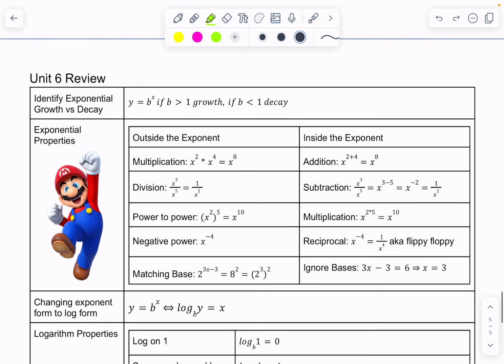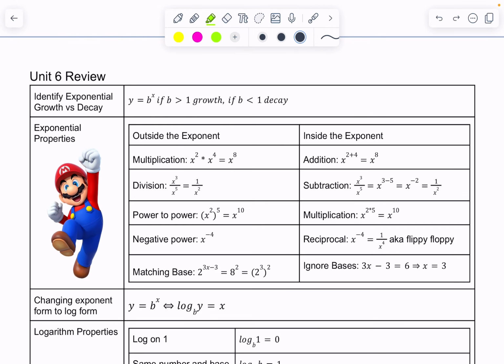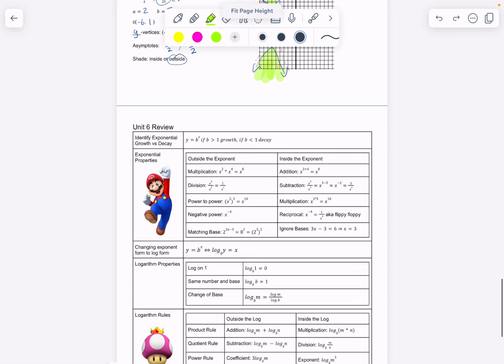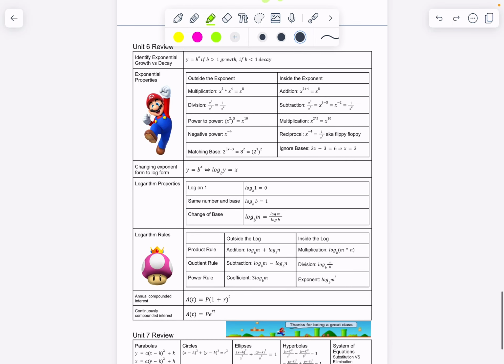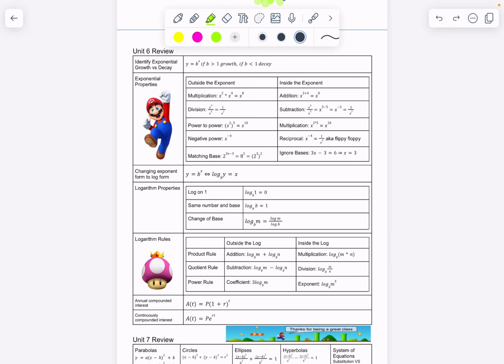Okay, last but not least, just reviewing. There's no work here. This is just me boiling down everything that I can think of from Unit 6 and Unit 7 into one single page. It is one single page. I will let you read over this. If you have questions, please ask.